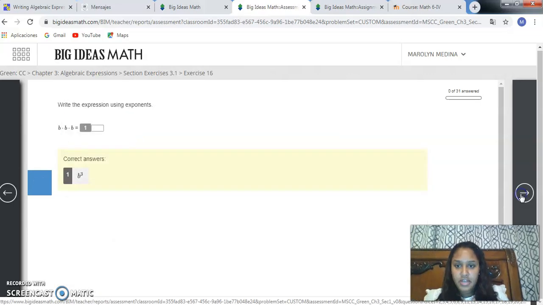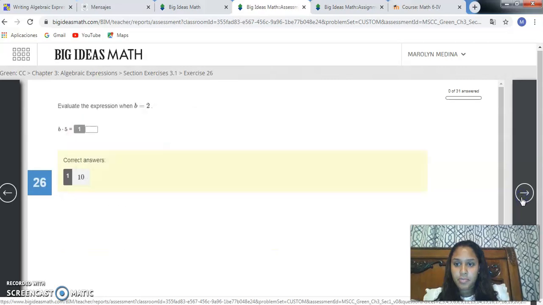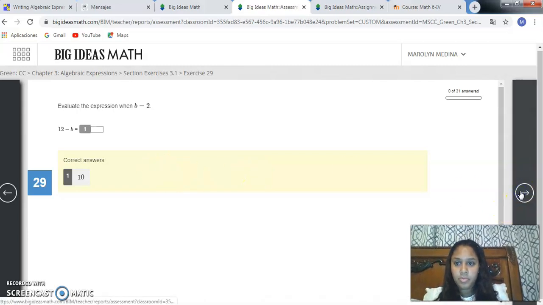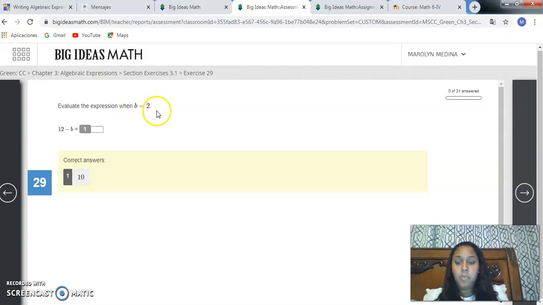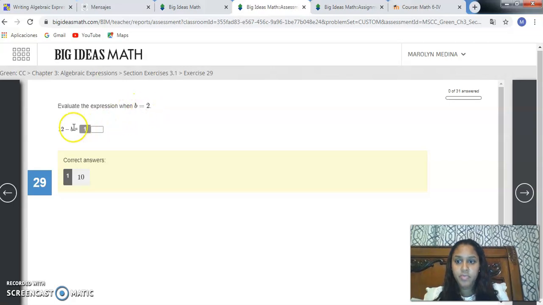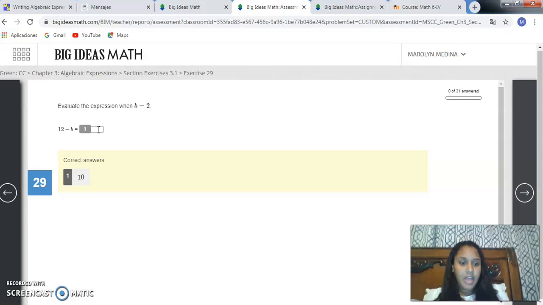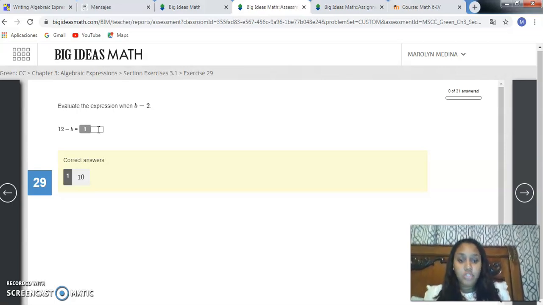Before I leave, I want to show you this example. Let me see if I can find it. Okay, evaluate the expression when b equals 2. Remember, when we are evaluating, we need to substitute the value of the variable into the expression. In this case, I have 12 minus the value of b, which is 2. 12 minus 2 is 10. Extremely easy.